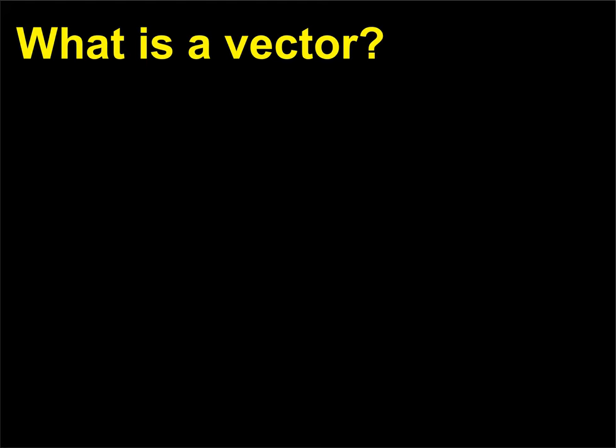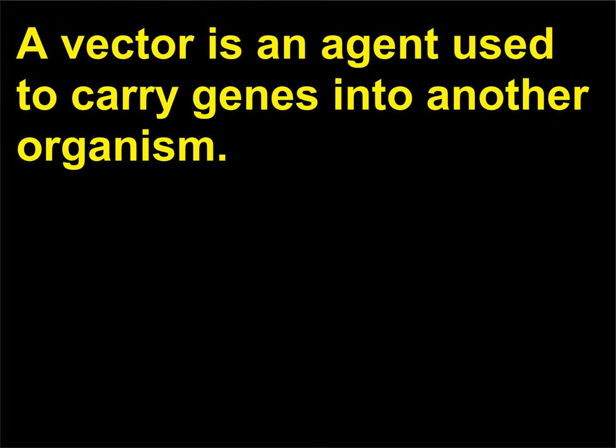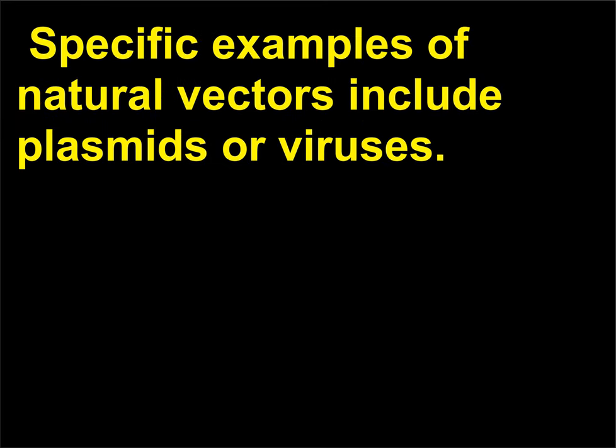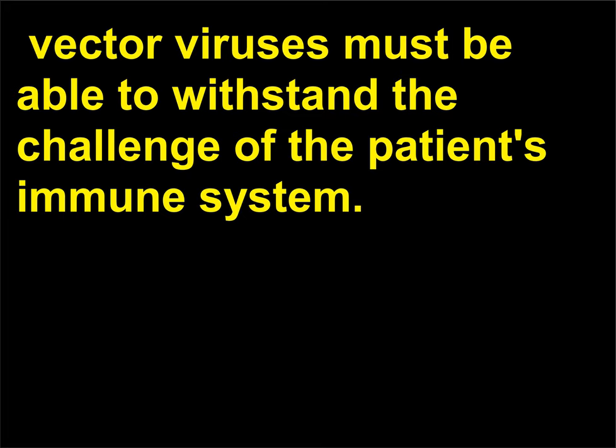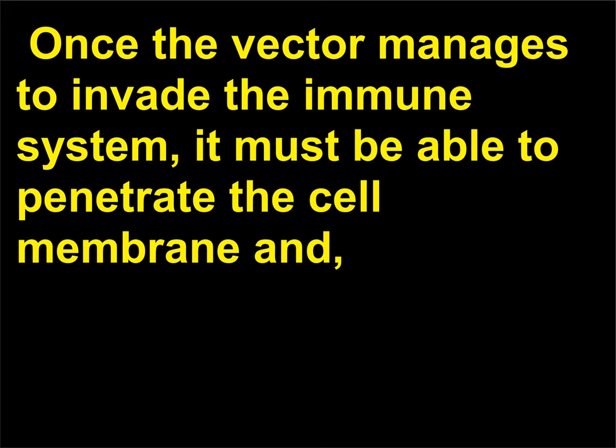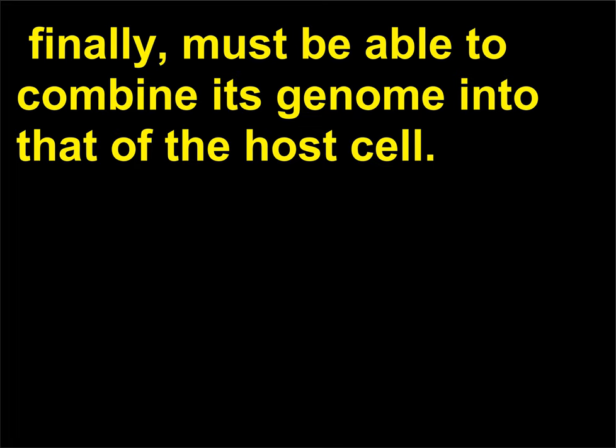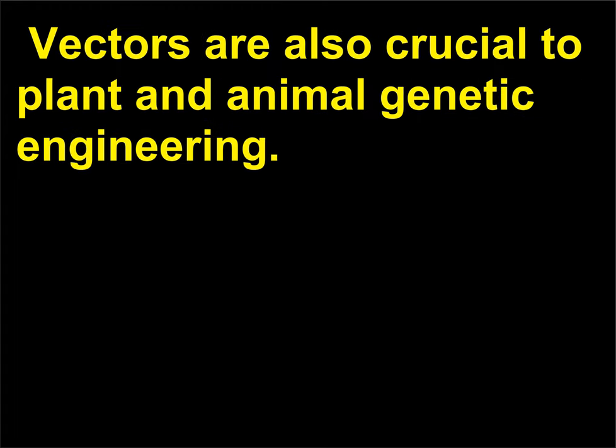What is a vector? A vector is an agent used to carry genes into another organism. Specific examples of natural vectors include plasmids or viruses. In human gene therapy, vector viruses must be able to withstand the challenge of the patient's immune system. Once the vector manages to invade the immune system, it must be able to penetrate the cell membrane and, finally, must be able to combine its genome into that of the host cell. Vectors are also crucial to plant and animal genetic engineering.